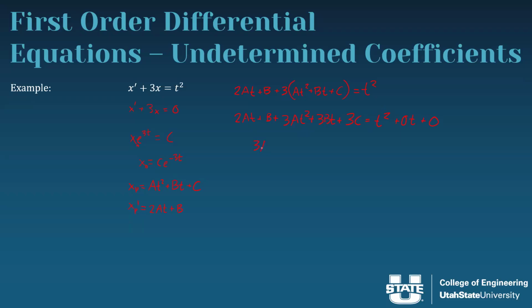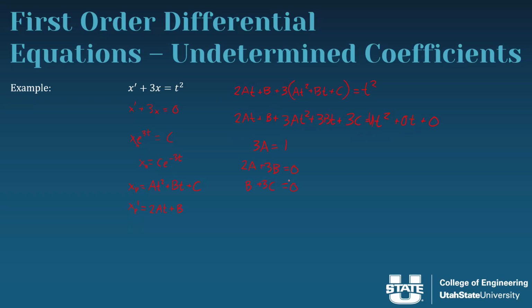First, we can take the 3a that's in front of our t squared right here, and set that equal to the 1 that's in front of our t squared right here. Next, we look for all the terms with just a t. We find 2a in front of the t right here, and 3b in front of the t right there, and we know that adds up to 0. Then we do the same for the constants, the coefficients that don't have a t in front. So we have a b and a 3c, and we know that is equal to 0.